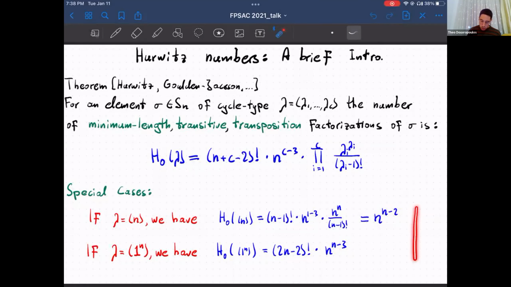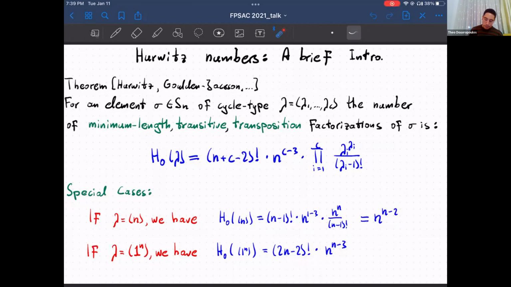The special case of this formula, if you count factorizations of the long cycle, you get n to the n minus 2, which is the number of trees. You count factorizations of the identity. That's important. Even for the identity, the opposite element in a sense, you still get a tree-like factor. And that matters. Trees appear a lot in this context. And you also have the big factorial.